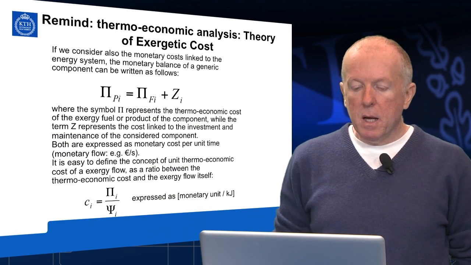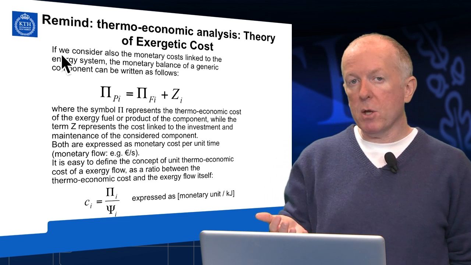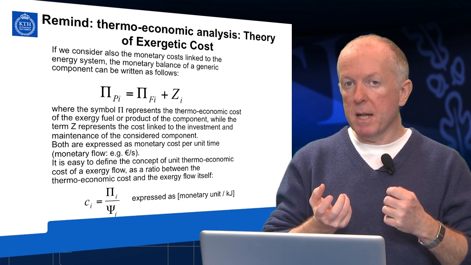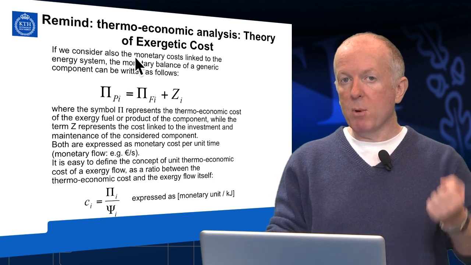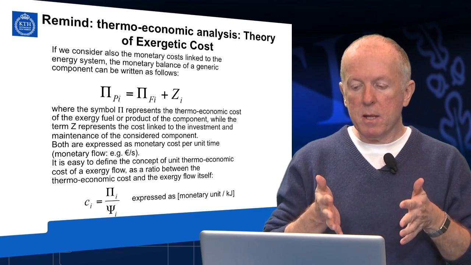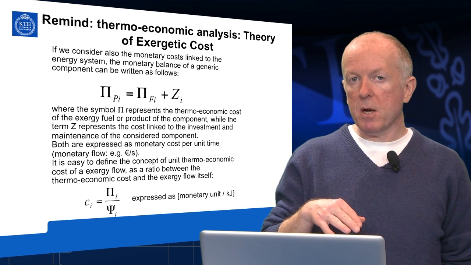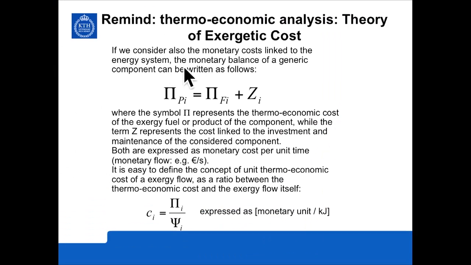So if we consider not only the exergetic transformation inside the system, so part of the exergy is destroyed in the form of irreversibility, but we also consider the monetary value of this exergy flow and the monetary value of the components, so the investment cost of the components which are used inside the system, we can write, as we wrote a balance in terms of exergetic cost, a balance in terms of monetary cost. So if we consider also the monetary cost linked to the energy system, the monetary balance of a generic component can be written as follows.